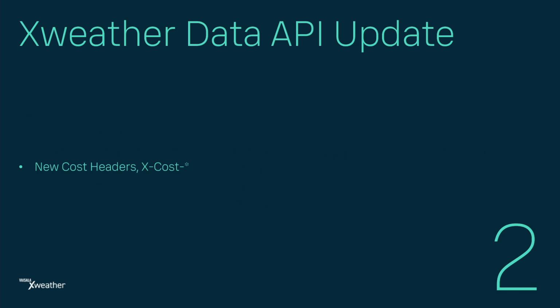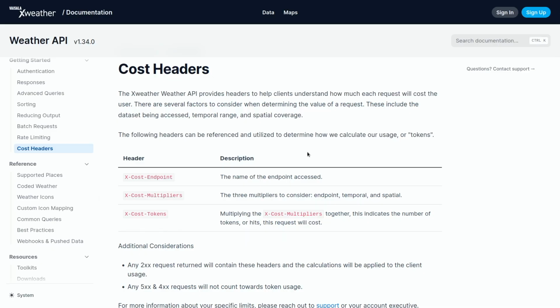So we've added more headers now to be more transparent with customers and let them know what their queries are costing them. And we're going to slowly roll this out. We have some documentation on it today, but we're excited to allow customers to now see what this is costing them and how we're charging for it.